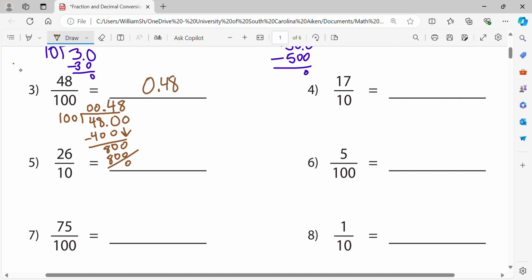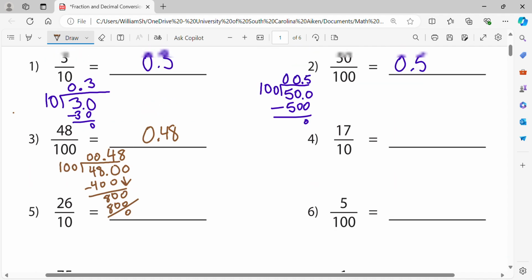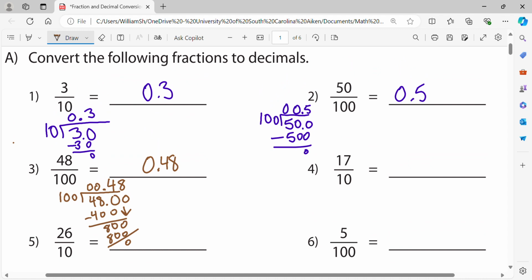Okay. Now this should kind of make sense for your 10s and your 100s. Basically, we have 48 in the hundredths place. If I scroll back up, technically, this is the same thing as 50 in the hundredths place, or even 5 in the tenths place, which is the same thing as 50 in the hundredths place.